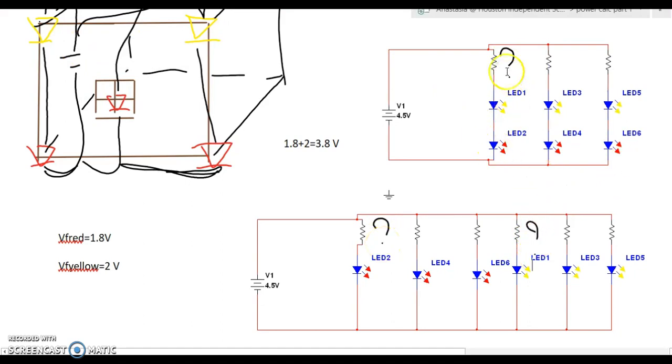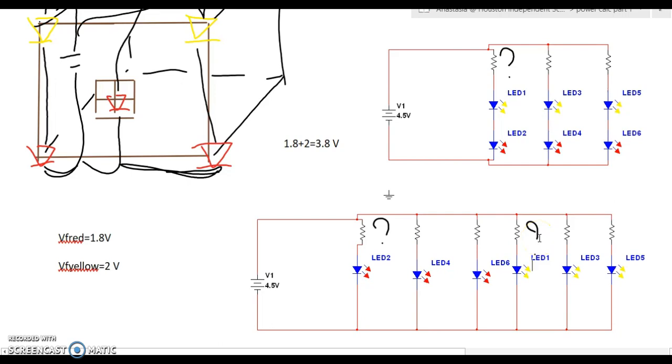Please notice that these branches are identical to each other in this diagram over here on the top, so I only need to solve this once. Over here, I have 2 different types of branches, one with red LEDs and one with yellow LEDs, so I would need to do that calculation twice. But once again, it's not a big deal.